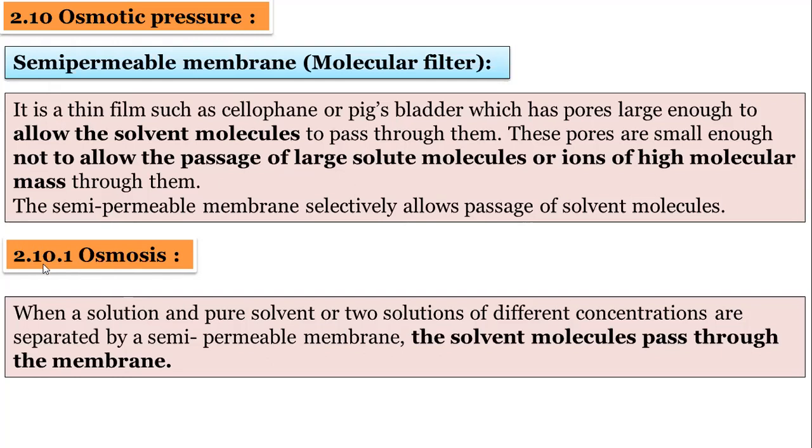So we come to the term, what is meant by osmosis. A solution is always prepared with solvent and solute. When a solution and pure solvent, or two solutions of different concentrations, one of higher concentration and one of lower concentration, are separated by a semi-permeable membrane, the solvent molecules pass through the membrane. This is called osmosis, remember.